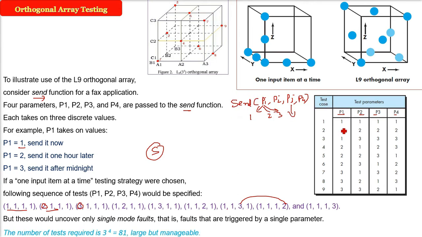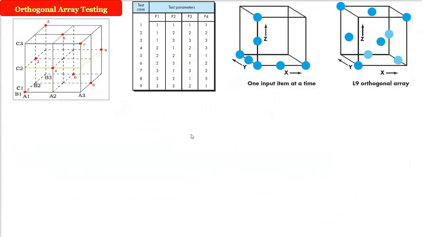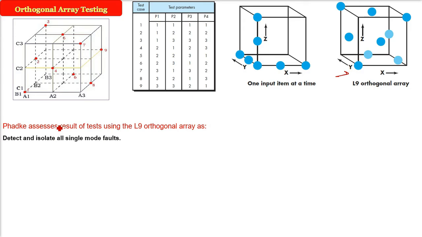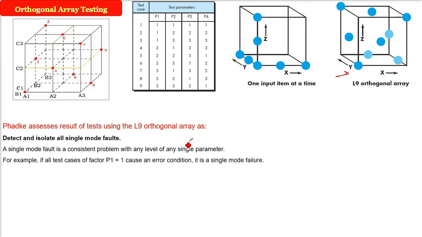And what is the number of test cases required? 3 raised to the power 4, which is 81. 4 variables are there, and each variable can take 3 options. But when we go ahead with larger numbers, we have a problem. So Fadke introduced this, actually it is called a Taguchi design. Fadke asserts that we can solve this with L9 orthogonal array testing.